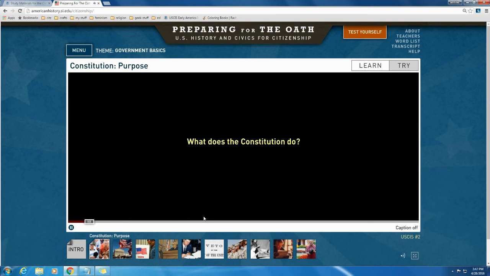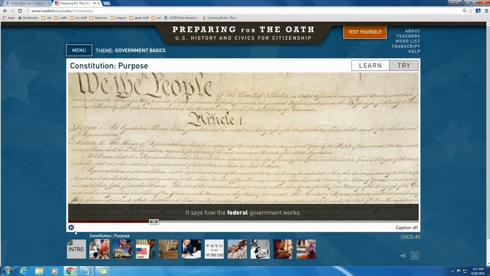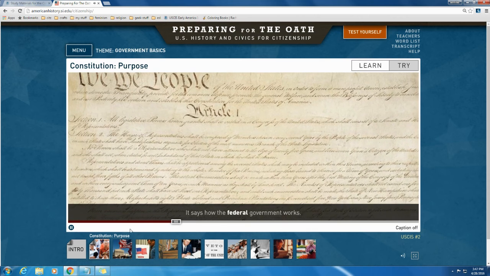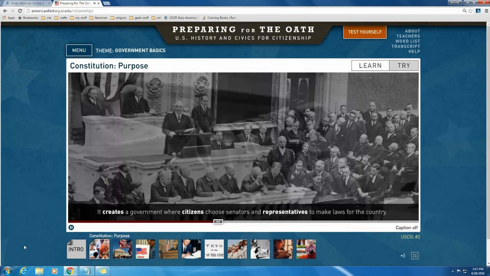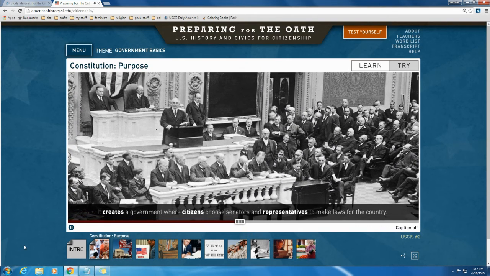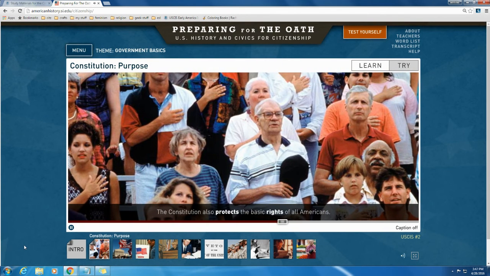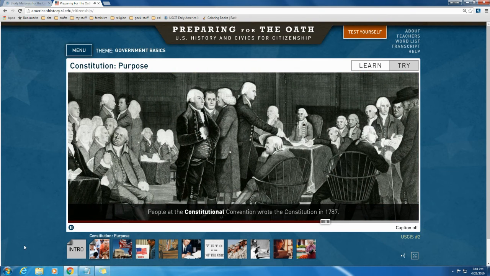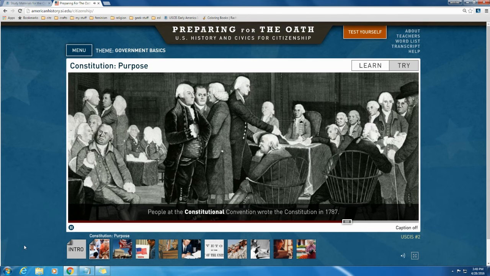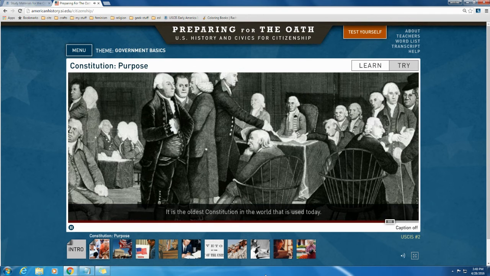What does the Constitution do? The Constitution creates the federal government. It says how the federal government works. It creates a government where citizens choose senators and representatives to make laws for the country. The Constitution also protects the basic rights of all Americans. People at the Constitutional Convention wrote the Constitution in 1787. It is the oldest constitution in the world that is used today.